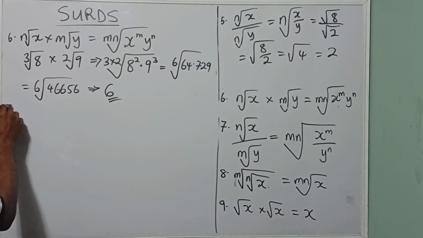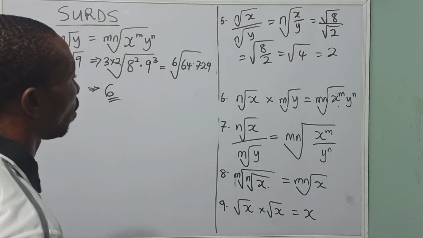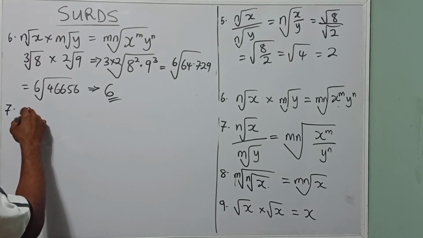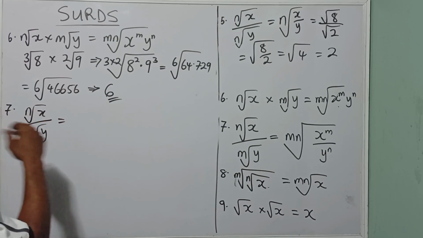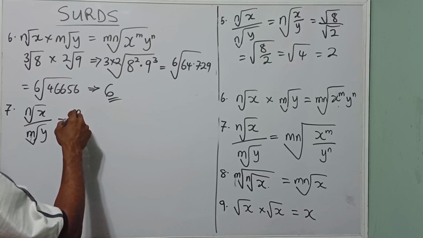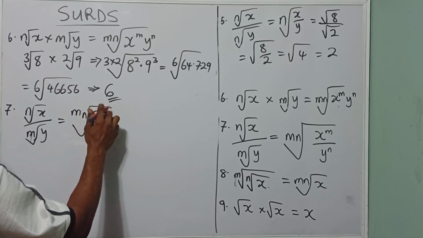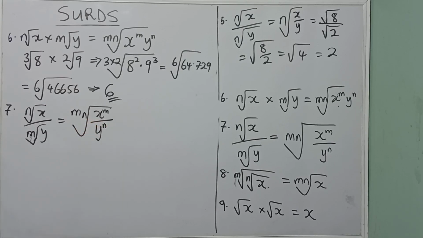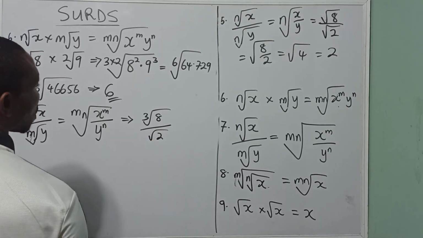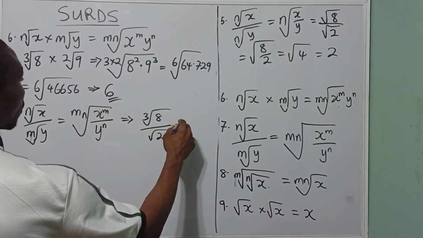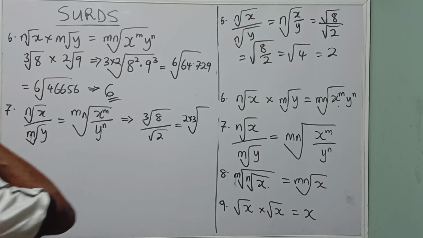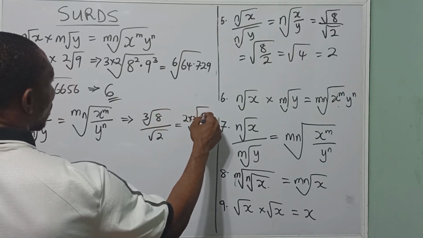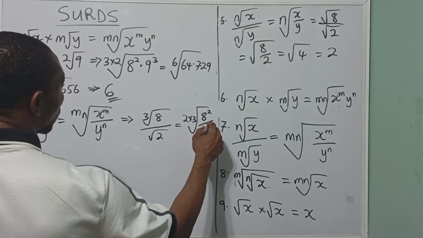Alright, now to example 7, here we have n root x over m root y. This is something like mn root of x to the power m, all over y to the power n. Now looking at figures, we can have the cube root of 8 all over square root of 2. So this gives us 2 times 3 root of 8 raised to the power 2 all over 2 raised to the power 3.